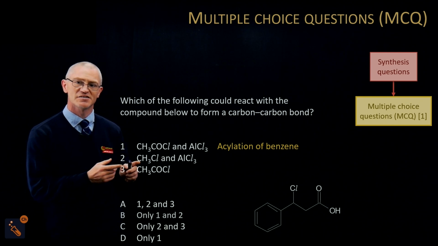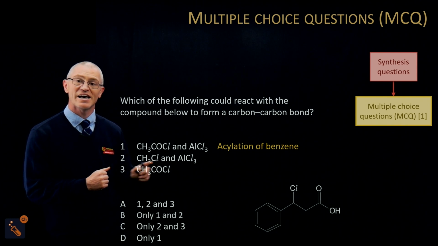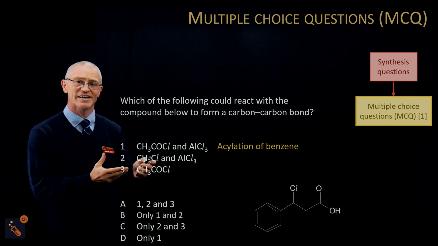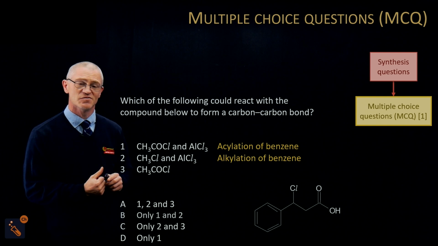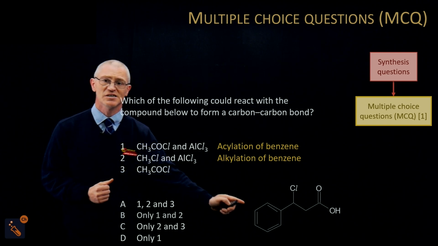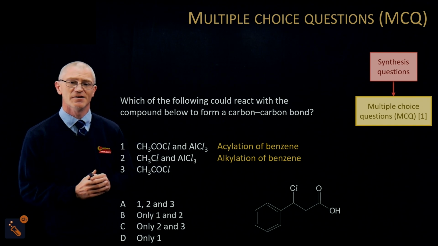We then look at number 2. Number 2 has got a haloalkane and aluminium chloride. And again, that makes sense, because this is alkylation of benzene, because you've got the aluminium chloride and the haloalkane. So all we need is the benzene for it to react again.